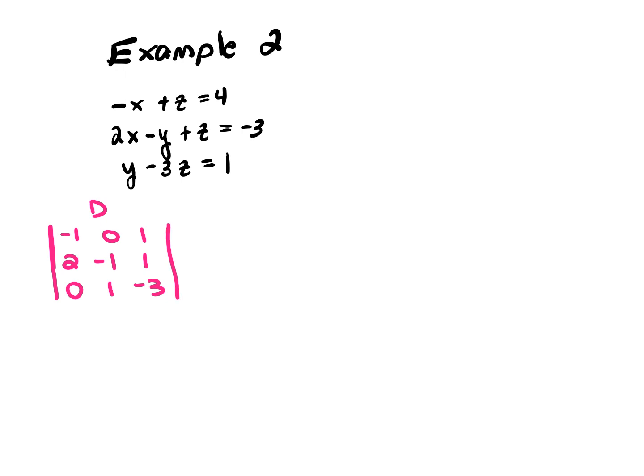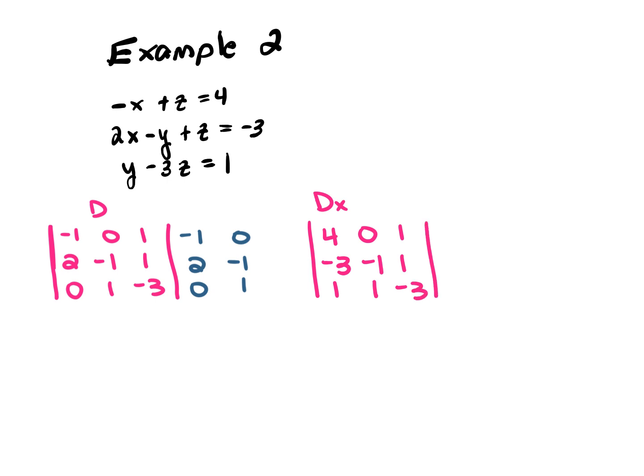First 2 columns have to be rewritten, so that's going to be the negative 1, 2, 0, and 0, negative 1, 1. For d sub x, we're going to use 4, 0, 1. Then we have negative 3, negative 1, 1, and 1, 1, negative 3. Rewrite your first 2 columns. So that's going to be 4, negative 3, 1, and 0, negative 1, 1.